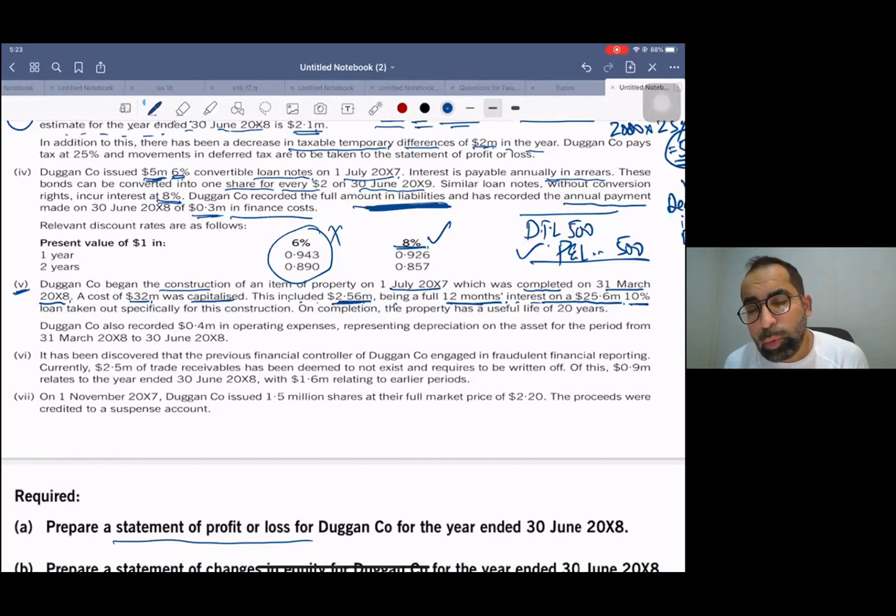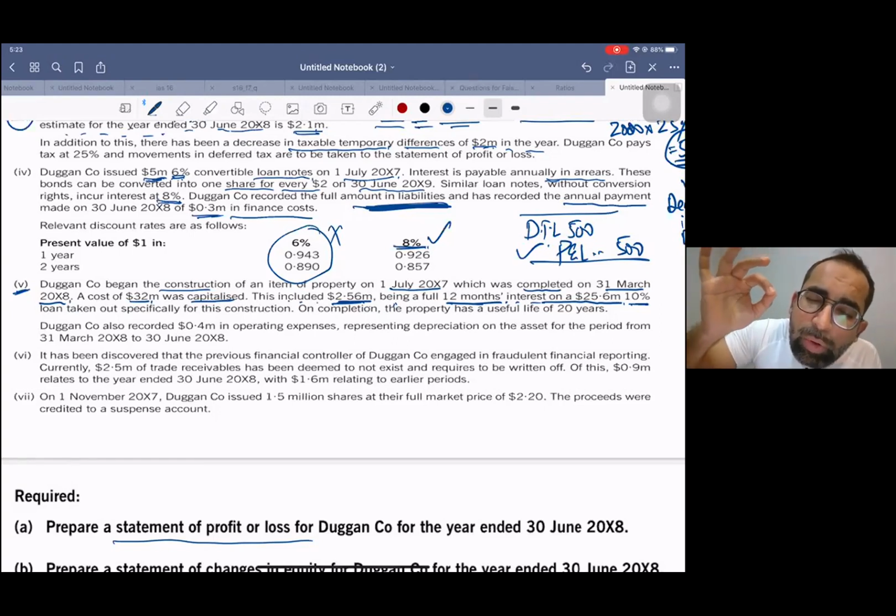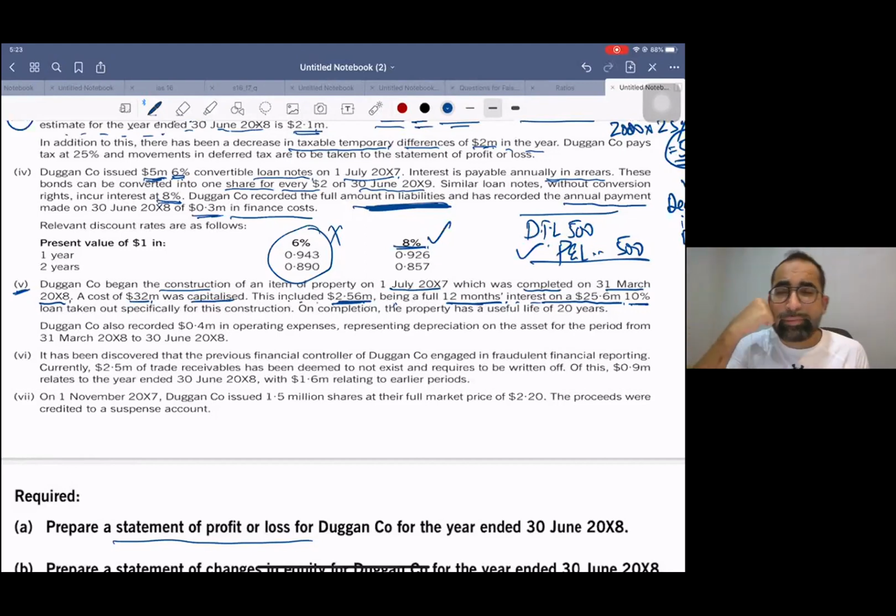Now one more thing, only a brilliant guy can think. Only those guys who are not sleeping can think. Just think and look at me. They have over capitalized. They have done some extra capitalization of finance cost. That means they have increased the value of their asset by mistake.